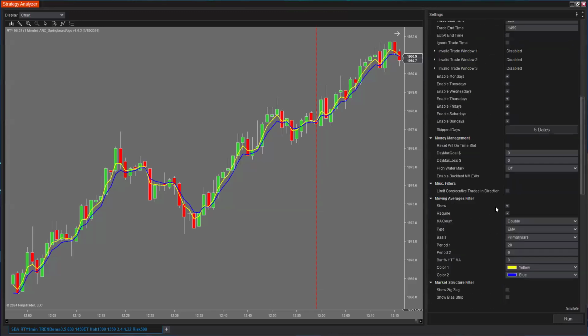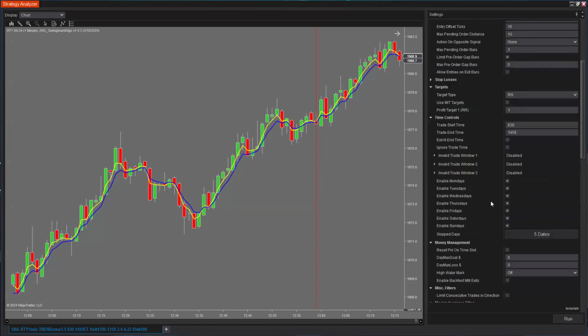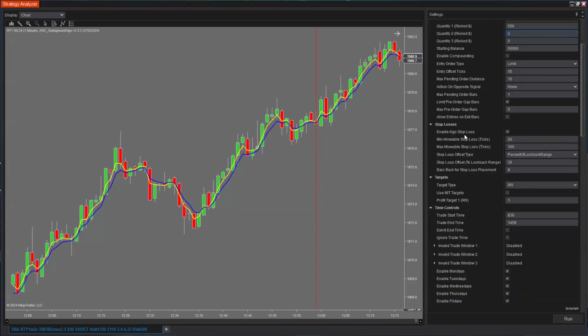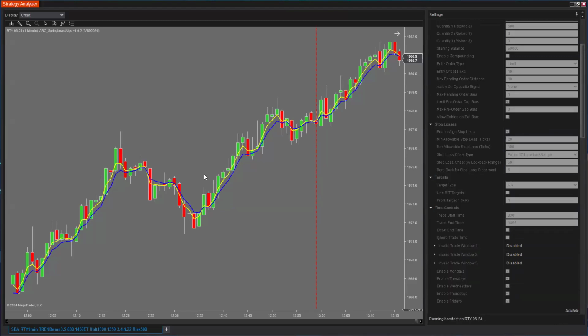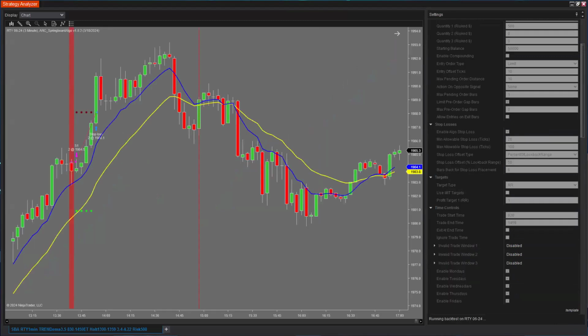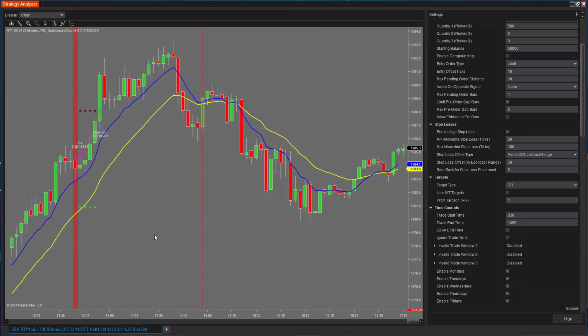Good, good, good. Stops. Where are we at? There it is. I hit it. Minimum allowable 20. Yes, that's fine. Percent look back. Great. We're going to go 50 bars back, max 6. Let her rip.